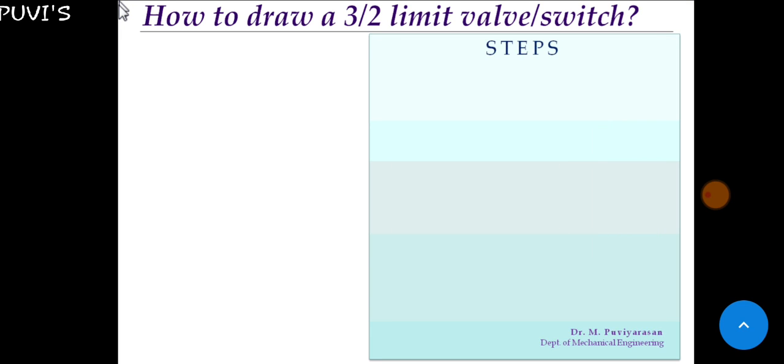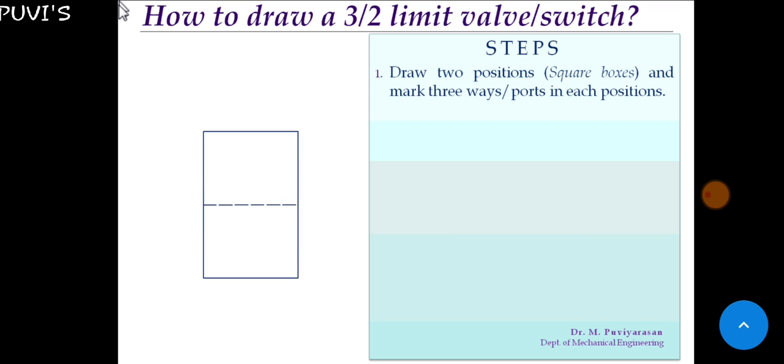The first step is to draw two positions and mark three ways or ports in each position. The ports are designated as input port, output port, and a port for venting. Here the valve is a 3x2 valve, so 3 ports, 2 positions, 2 approximate square boxes.